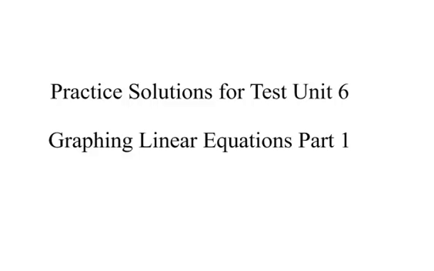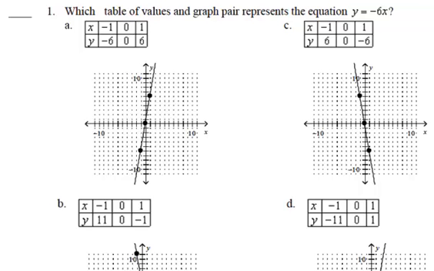Practice solutions for test unit 6, graphing linear equations, part 1. You have to be able to determine and compare characteristics of functions, slope, the x and y intercepts. You have to have a graph, different types of functions, and you have to be able to use the slope-intercept form. So number 1, which table of values and graph pair represent the equation y equals negative 6x?